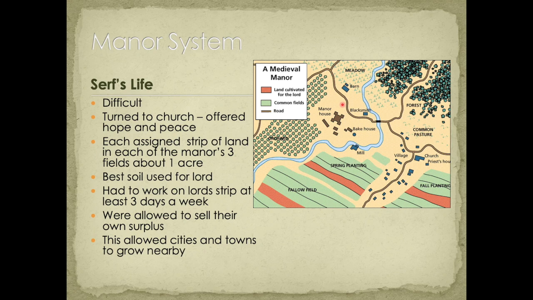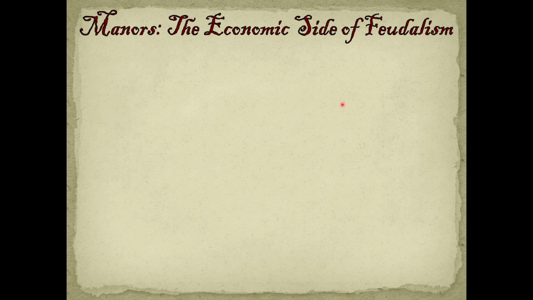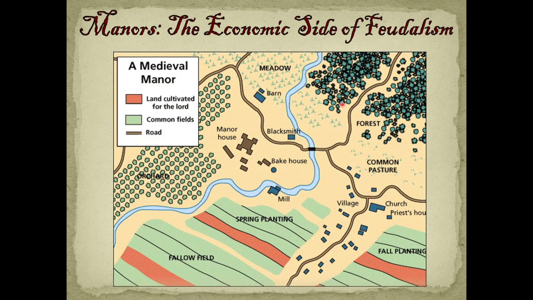Primarily though, you're just farming to survive, farming to have enough food to survive. You're not looking to turn a huge profit. It's called subsistence farming, where you really just have enough for yourself and a little extra. Again, there's just another picture of the manor system.